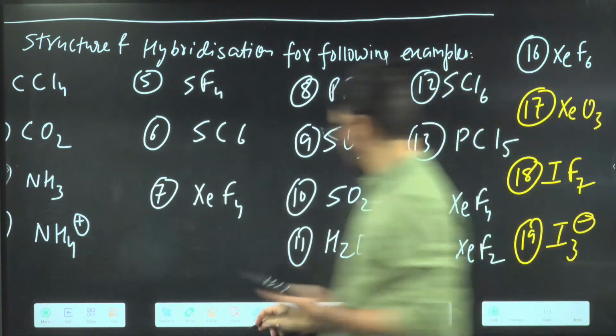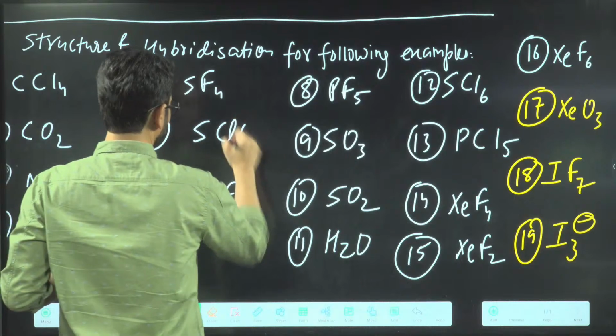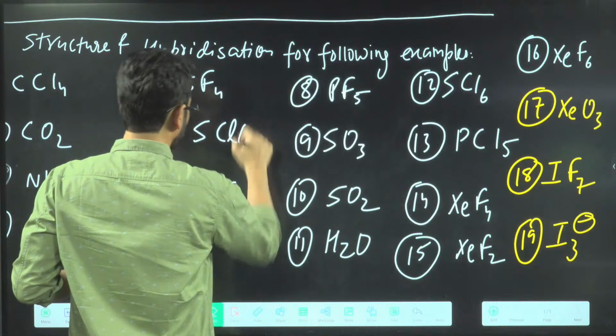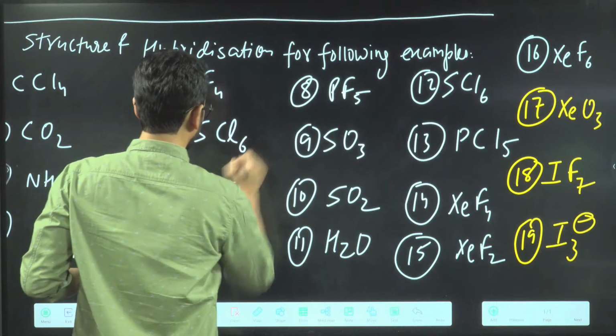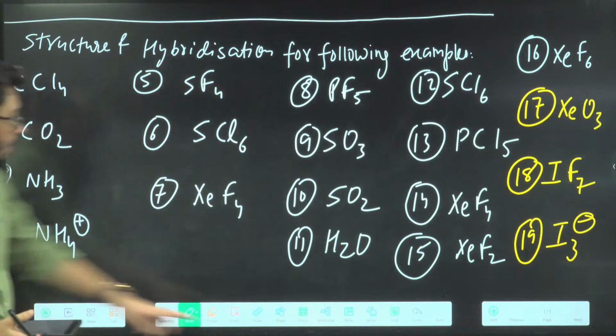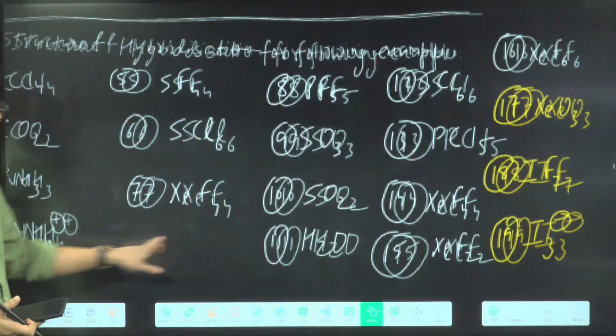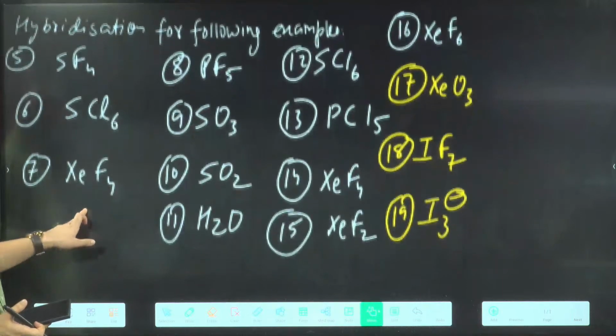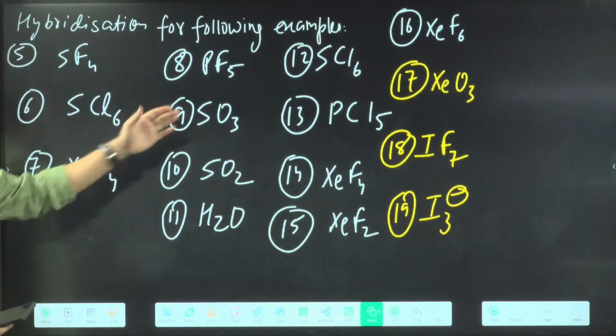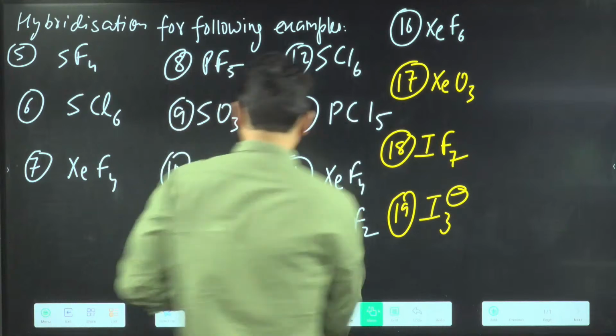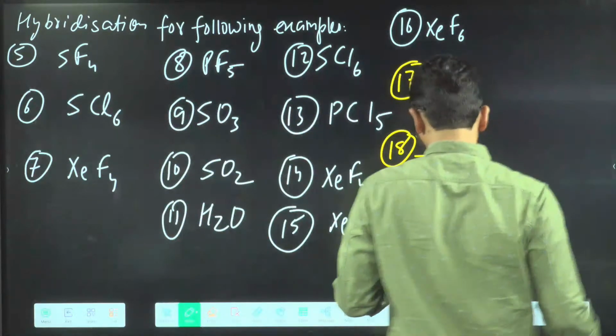Sixth one is SCl6. It is only 6 written. It is SCl6. Sixth one, all students write it. Only write the question right now. You can try them separately after the class.